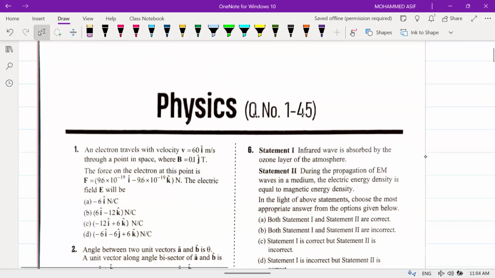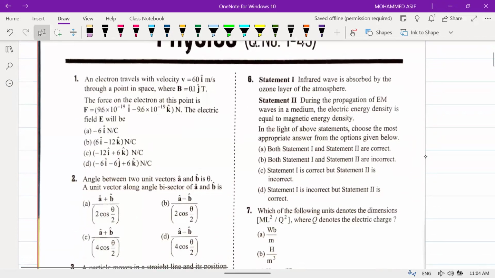So the first test paper, beta, 1 to 45 questions. First question is from your magnetic effects of current. An electron traveling with a velocity of 60 i cap meter per second to a point in space where the magnetic field is 0.1 j cap. The force on the electron at this point is F = 9.6 × 10^-19 i cap − 9.6 × 10^-19 k cap Newton. The electric field will be equal to how much?